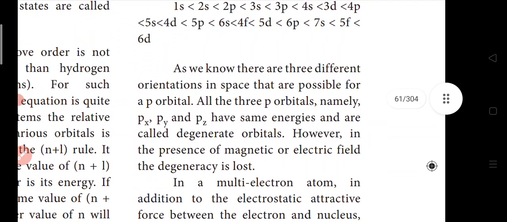So as we know, there are 3 different orientations in space that are possible for p orbital. All the 3 p orbitals have the same energy. So we know p orbitals have 3 different orientations, x, y, z, and all three have the same energy. However, in the presence of a magnetic or electric field, this can change.